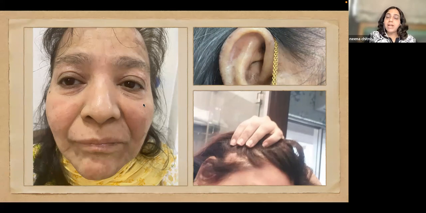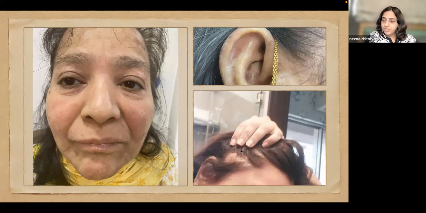You will see a malar rash in patients of SLE. The ear, many times the rashes of SLE will be seen in the ear. Even when these rashes heal, they are left with hyperpigmented areas. So this is like a telltale sign of lupus.